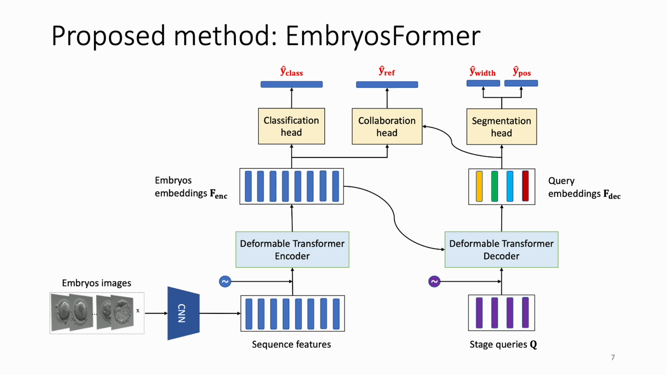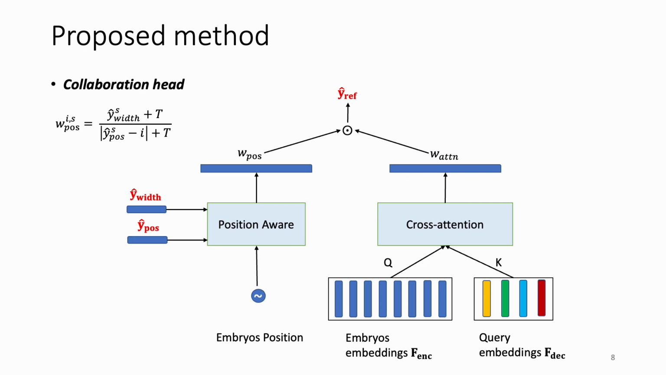The final frame-wise classifications are formulated as a multiplication of two components, position weight and attention weight. Position weight is based on the frame orders and their related distance to each predicted stage segment position. The farther a frame is from the stage area, the lower the probability that this frame belongs to that stage. Here T is a temperature constant. Attention weight is obtained by the cross-attention of the embryo embeddings to the query embeddings.